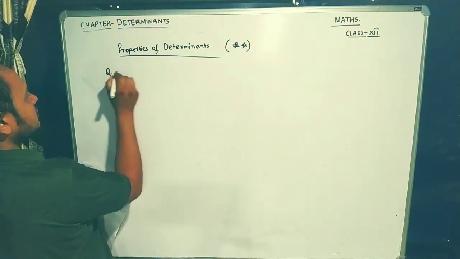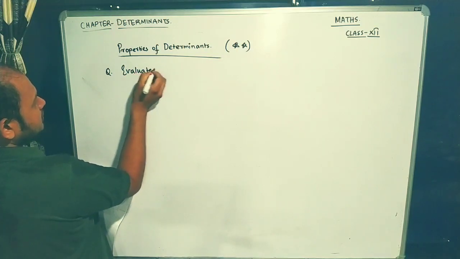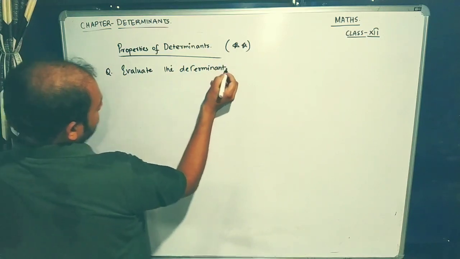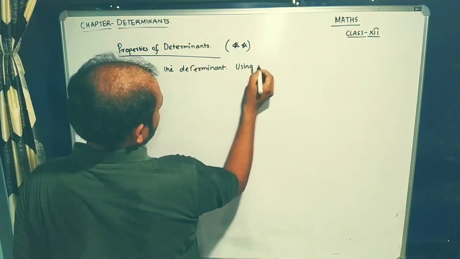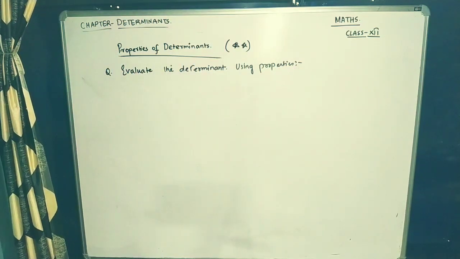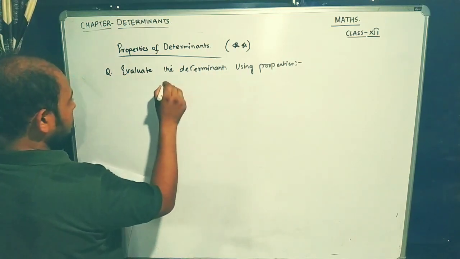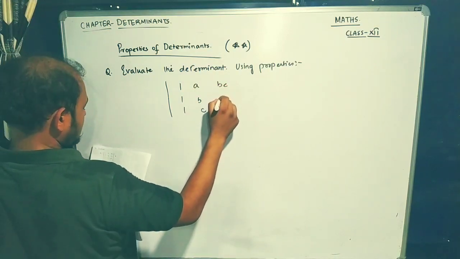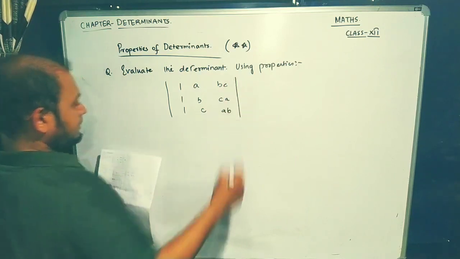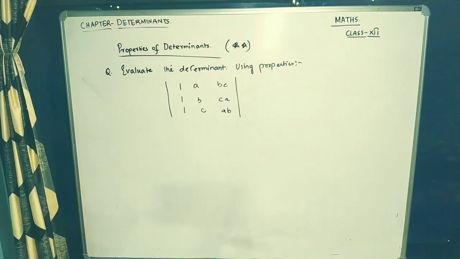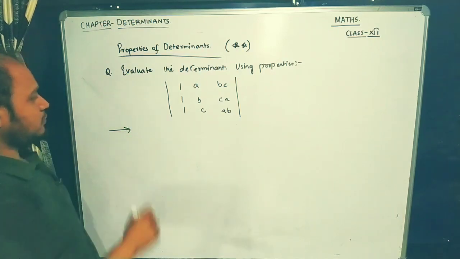Okay, question is, evaluate the determinant using properties of determinants. Try to evaluate this determinant. The determinant is 1 1 1, A B C, and then BC CA AB. Try to find this determinant by using the property of determinants. Think about it. How will you find, or which property will we use to find out its determinant easily? Try to think about the properties.